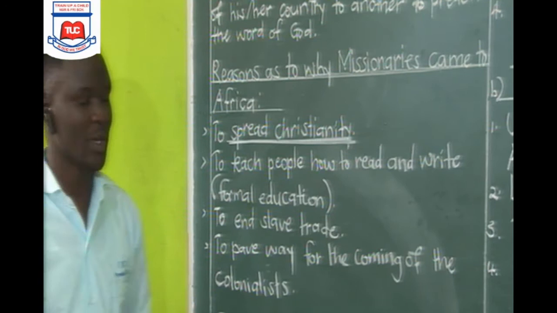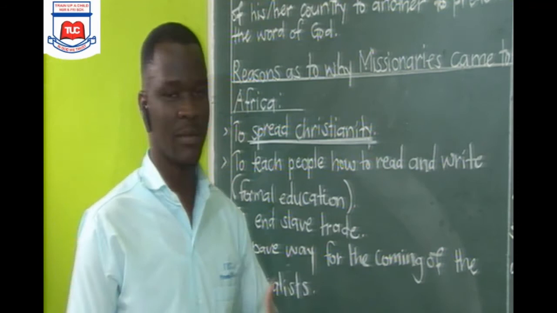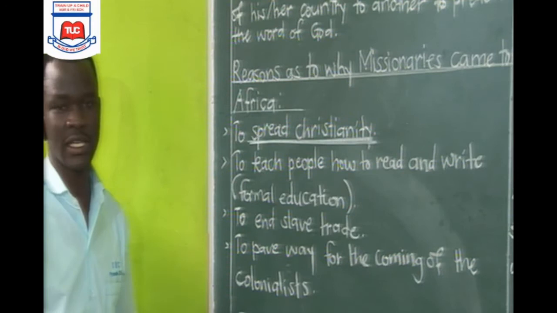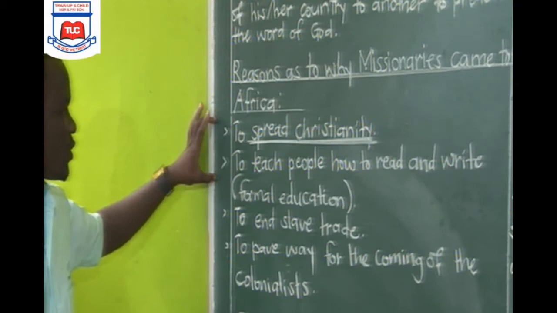The next one says that they also wanted to pave the way, sometimes people say, to soften the hearts of the Africans such that the colonialists would come and have what we call colonization taking place on the African continent. So these are some of the reasons we can share on why the Christian missionaries came to Africa.